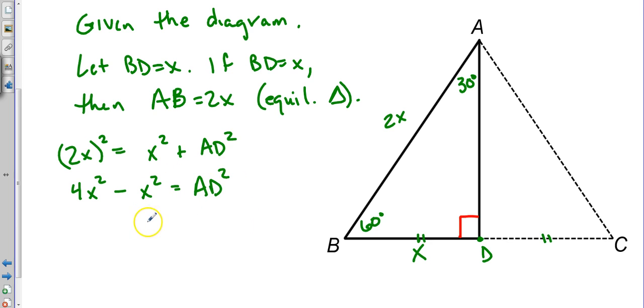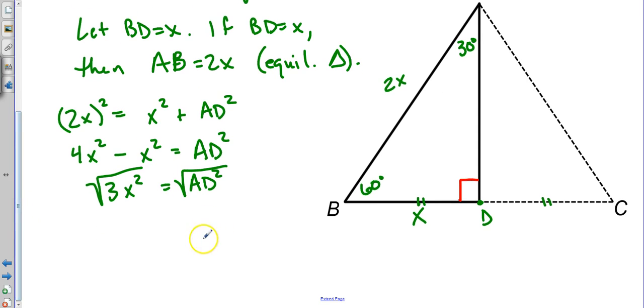Now we want AD by itself. We can also simplify this left side. When we simplify it, we get 3x squared. That's equal to AD squared. And take the square root, and what we're left with is that altitude, aka perpendicular bisector, aka angle bisector of this particular thing, is always going to be whatever this side is, BD, times root 3 when we simplify.